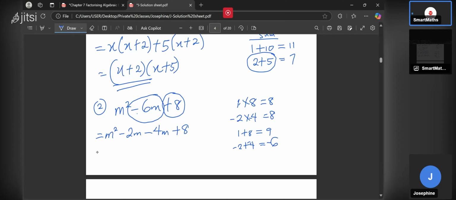So we can then factorize from here. What is common to the first two terms is m, so m into bracket m minus 2. Then what is common in the last two is minus 4. Here you have to be very careful. What we have here is plus, but you have minus outside. So when you use minus 4 to divide plus 8, 8 divided by minus 4 gives you minus 2. So this is going to be minus 2. The answer will then be m minus 2 into brackets m minus 4.